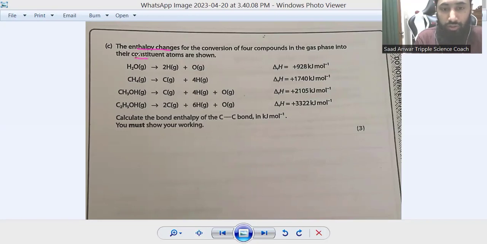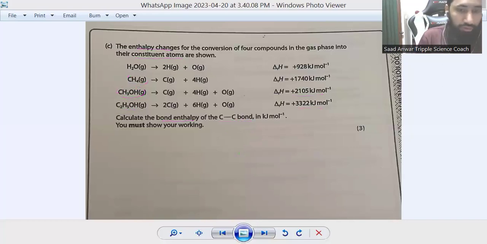into their constituent atoms are given. When you break a water molecule, this amount of energy is needed. When you decompose methane, this amount of energy is needed. When methyl alcohol, this amount of energy is needed. When ethyl alcohol, this amount of energy is needed. Now they are saying calculate the bond enthalpy of the C-C bond, carbon-carbon bond. We have to find the amount of energy required to break this bond.